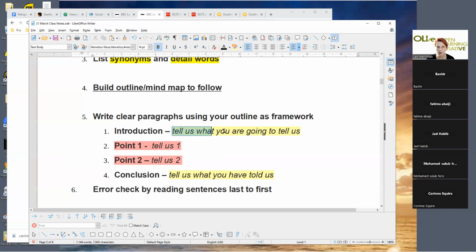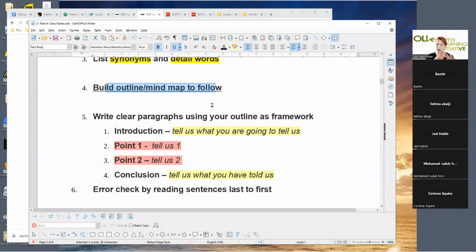Because you're going to summarize it in the introduction and again in the conclusion. So you're actually having to write less than you think you are, all right? The most important part are these paragraphs in the middle, all right? So that's what is going to be in our outline or our mind map, okay?